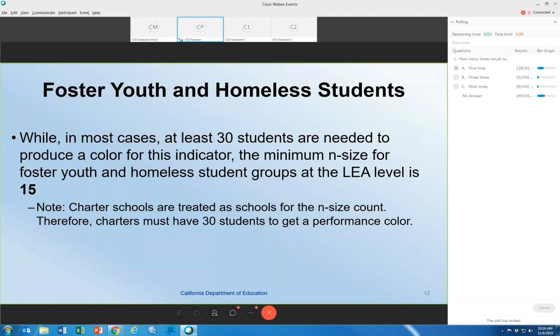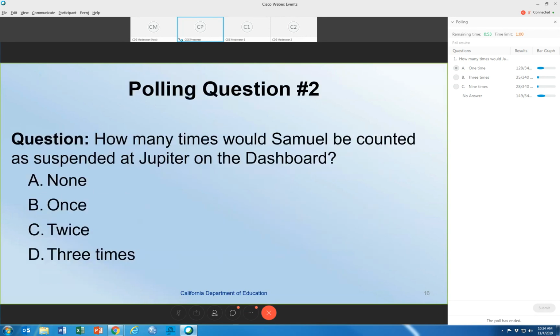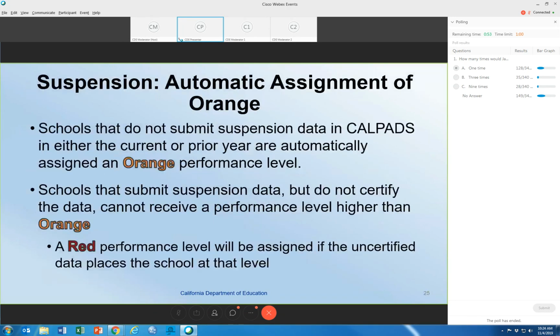Okay, and we do have a question going back to slide 27. The question is, the red performance level will be assigned if the uncertified data places the school at that level. What do we mean by that? So what we mean is, we know in CALPADS there's a certification process, and sometimes our data is uploaded, but we don't get to that place of actually being able to click certify prior to the deadline.